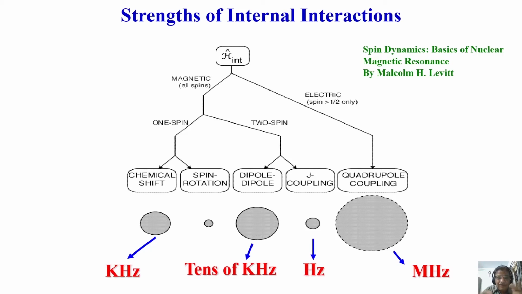But there are special nuclei where the quadrupolar interaction, that is the electrical interaction, overtakes the external Zeeman interaction. That's possible. But there are special types of nuclei if you study that. Okay, in other cases, we are looking at these types of interactions.